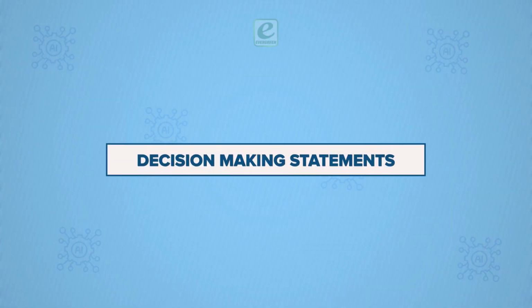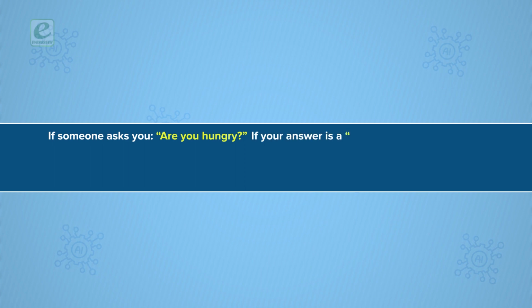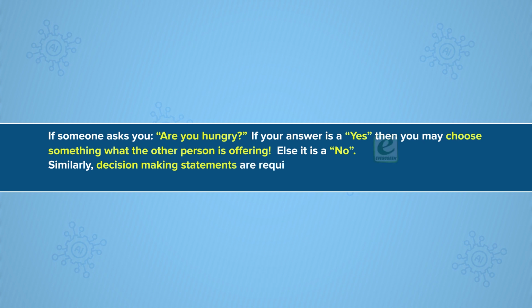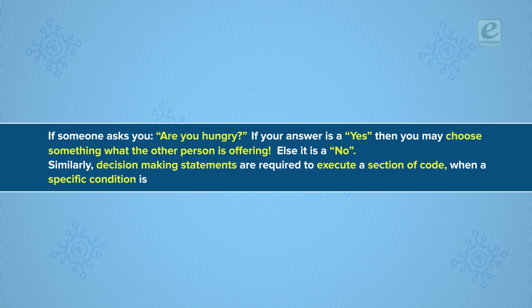Decision-making statements. If someone asks you, "Are you hungry?" If your answer is yes, then you may choose something the other person is offering. Else, it is no. Similarly, decision-making statements are required to execute a section of code when a specific condition is satisfied. Let us study an example.